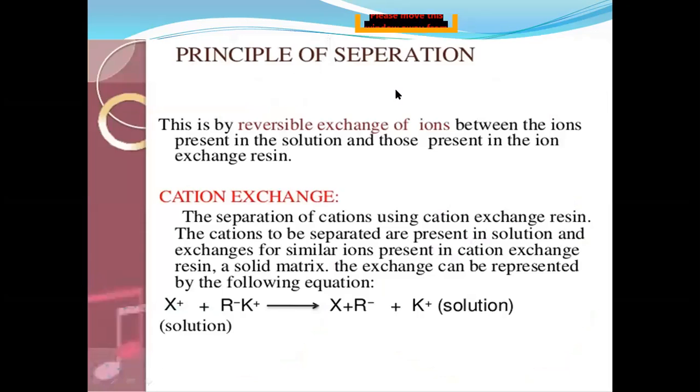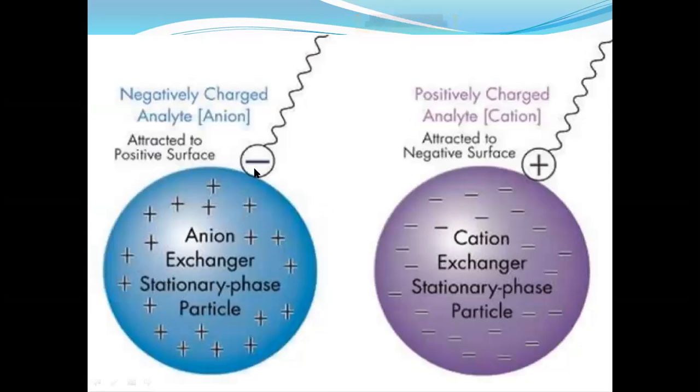Next, the principle of separation. So here you can easily understand. This is by reversible exchange of ions between the ions present in the solution and those present on the ion exchange resin. Here, see, this is the ion present on the exchanger. This is the positive charge, that is the cation present on this ion exchanger. So this will be replaced with the cation of the mobile phase. This will be replaced by the anion of the mobile phase. At that time it can be termed as an anion exchanger, and it can be termed as a cation exchanger.